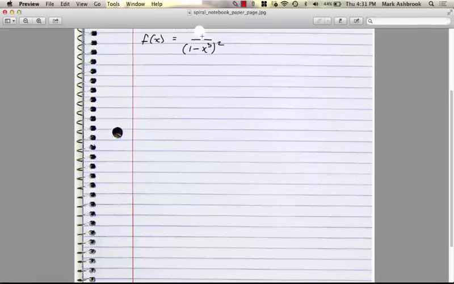Make that 3. So we want to find a power series for this: 3 over quantity 1 minus x cubed squared. No, we don't. Let's see. I need to change that. Let's just do 1 minus x.